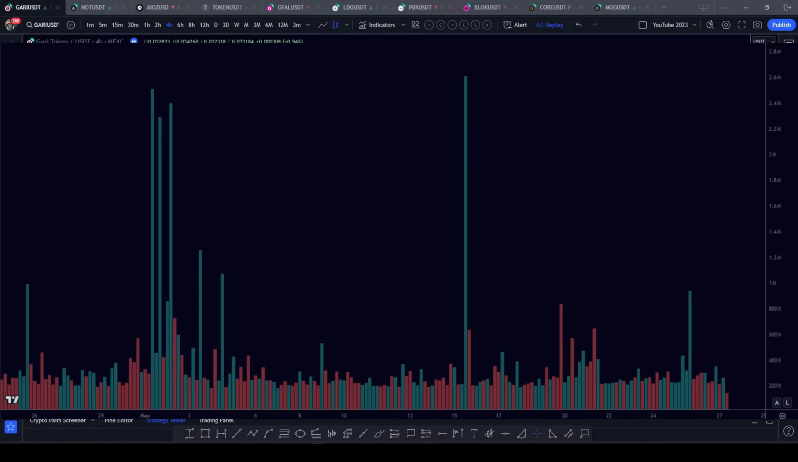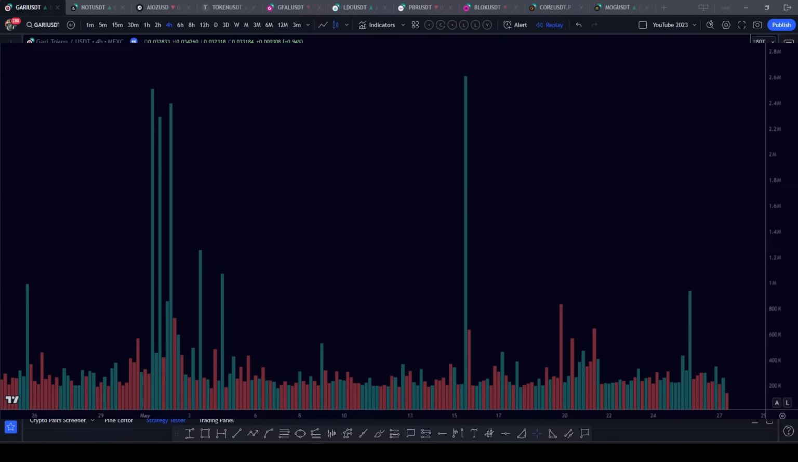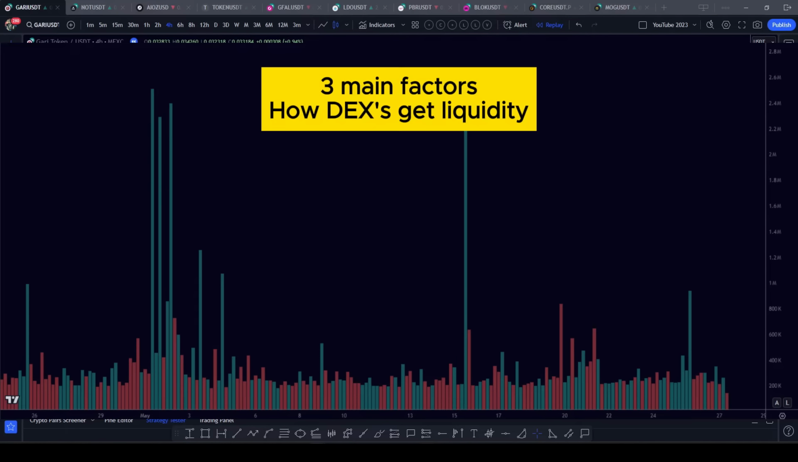A very common question that most traders ask is, how does the DEX get liquidity? Well, the decentralized exchange gets liquidity primarily through liquidity pools and liquidity providers, also known as LPs. Without going too much into detail, because this video is already pretty long, there are 3 main factors. One is the liquidity pool, and all this is smart contracts where users deposit pairs of tokens. And this creates a pool of funds that can be used for trading.